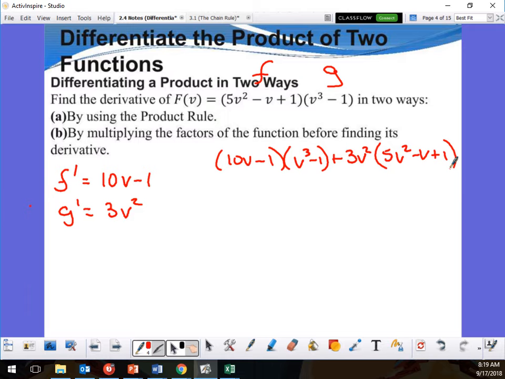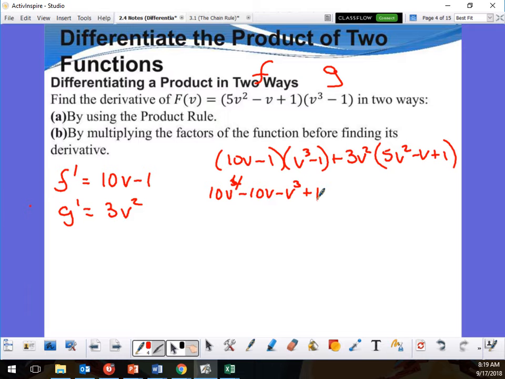Okay? But that's eventually, that's way down the road. All right, so let's go through and distribute. Okay, I'm going to distribute this. So this is going to give me 10v to the fourth, and it's going to be minus 10v minus v third, and plus 1.